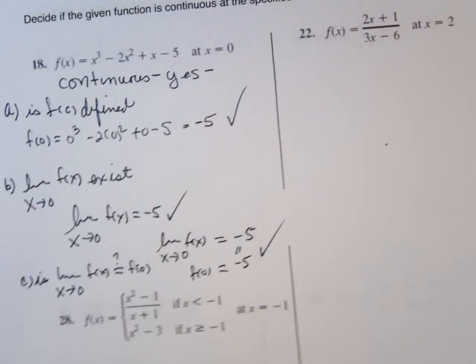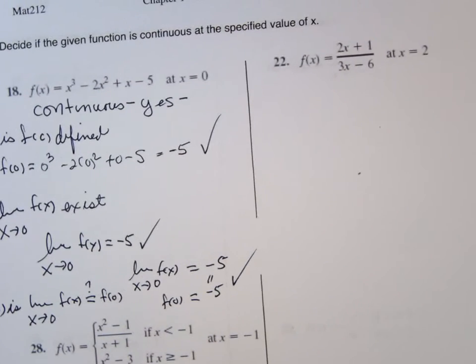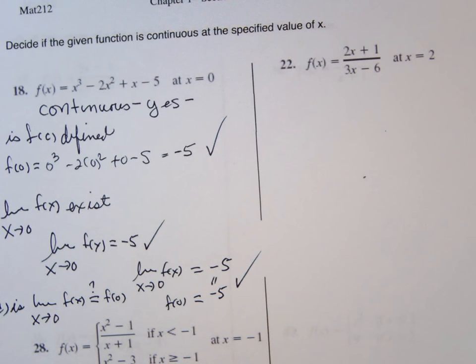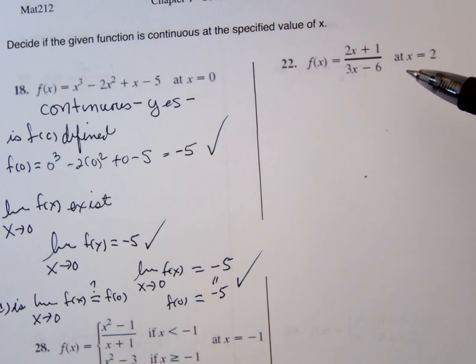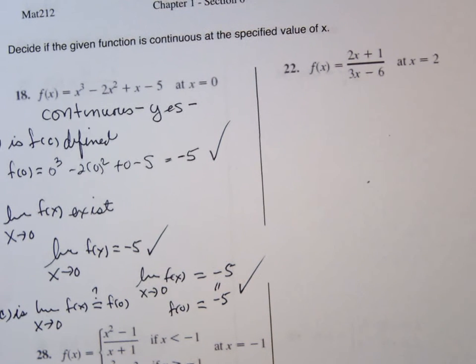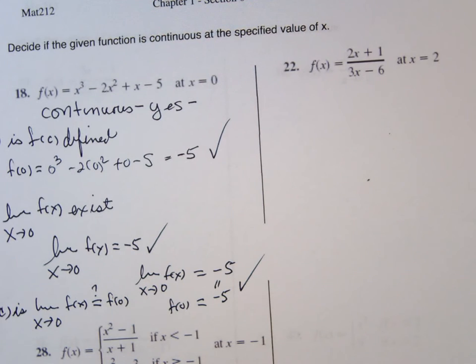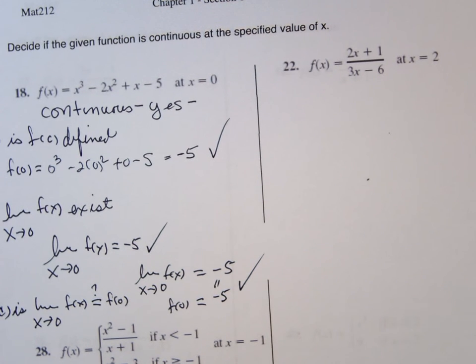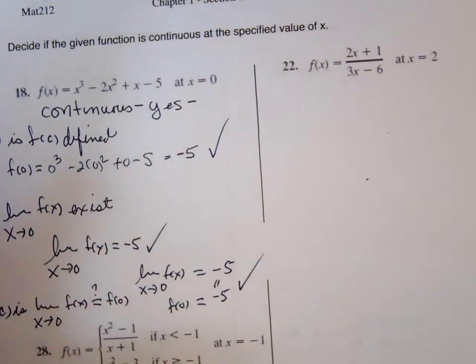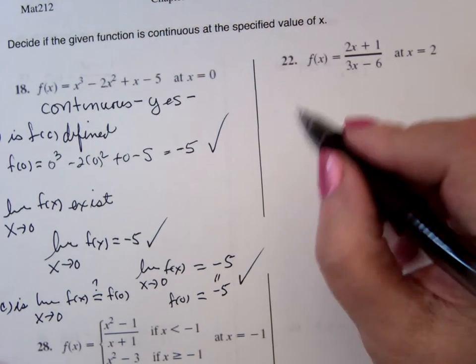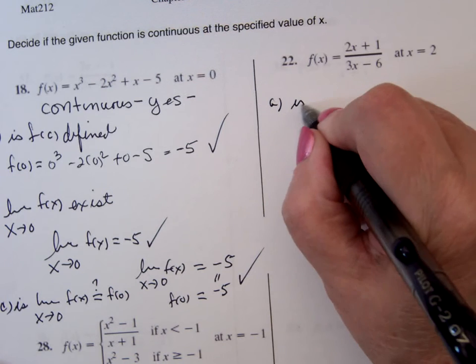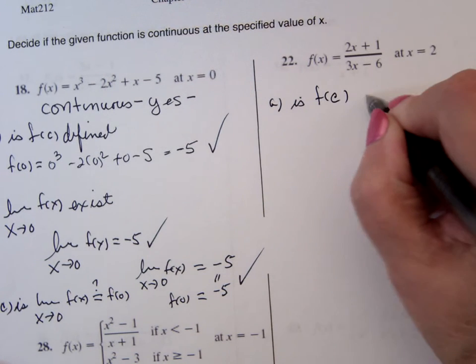What's wrong with this guy? Well, what's wrong with him? What are his possibilities? I have a vertical asymptote at x equal 2, don't I? Well, the first thing I want to do is A, is f of c defined?